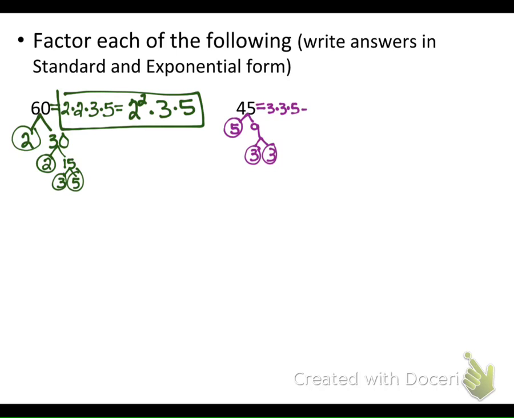And then exponential form, Kyle. I was doing the other. That's okay. Go ahead and look up here. How would I write 3 times 3 times 5 in exponential form? Oh, 3 to the second times 5. Good job. So you might want to fix this one. Any questions on those first two?